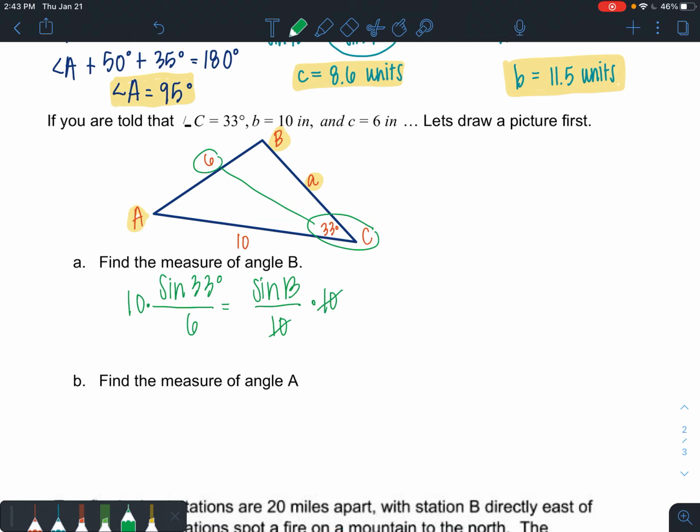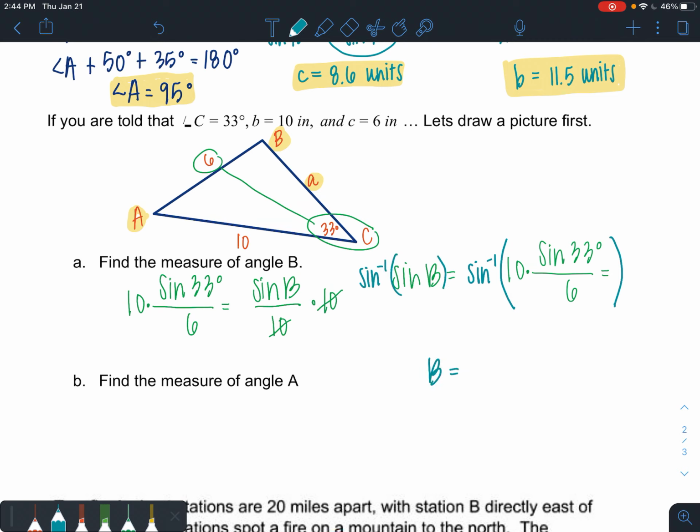Okay, so then I can plug that into my calculator. However, I'm going to get sine B equals some random angle. Instead of doing that, let me rewrite. If I take the inverse sine of both sides, this side I'm left with B, and this side I'm left with my answer.